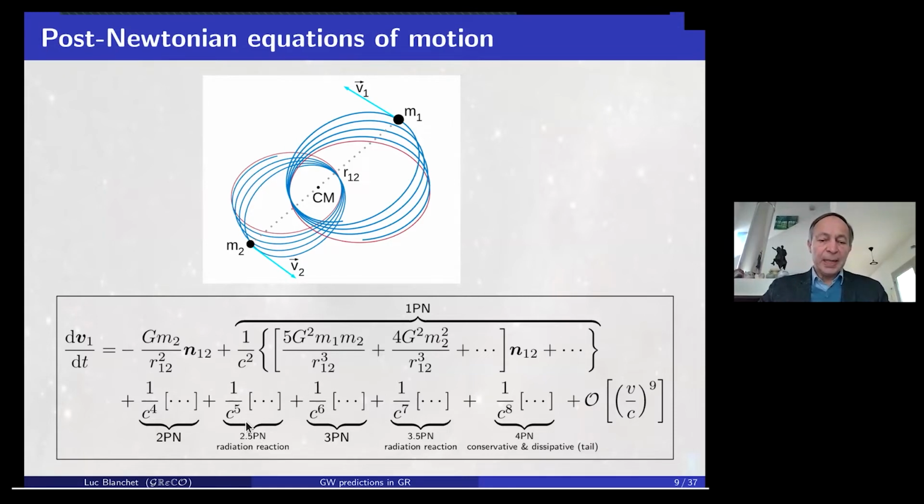2.5PN order is the leading radiation reaction effect, corresponding to the quadrupole formula at infinity. And then this goes on like that at 4PN order, which is the state of the art on equations of motion. There will be many conservative effects, but also a dissipative effect associated with gravitational wave tails.